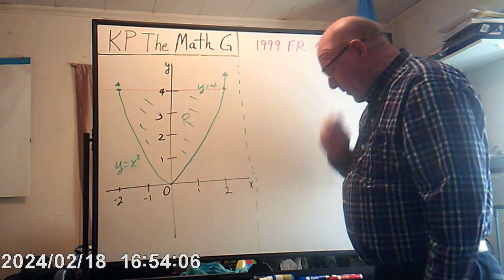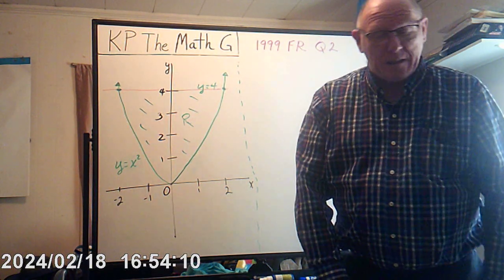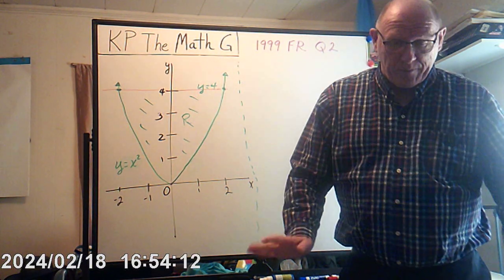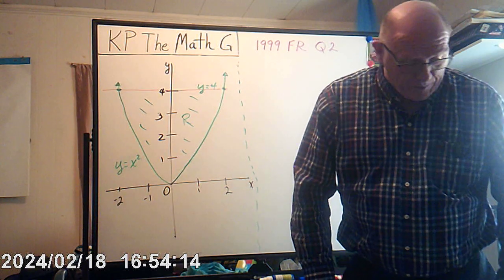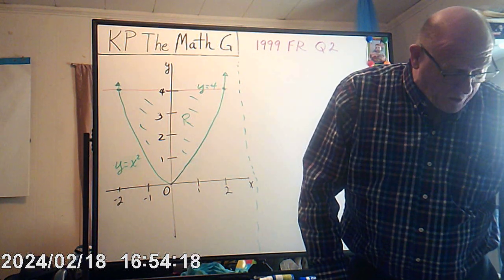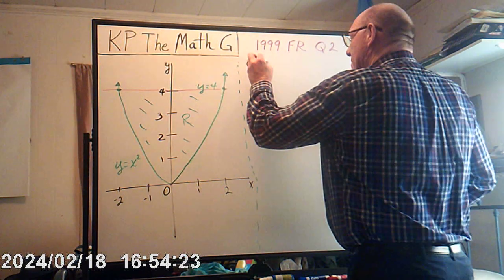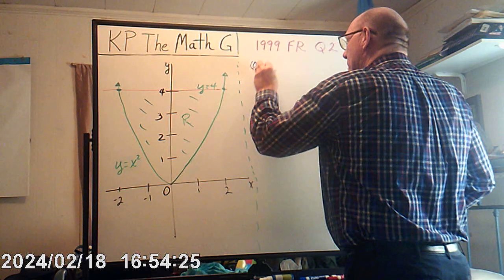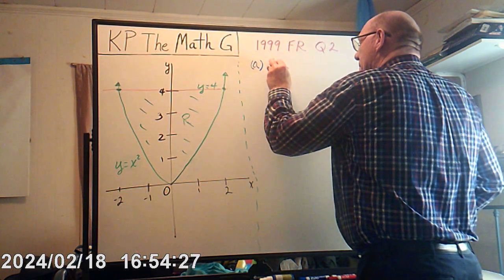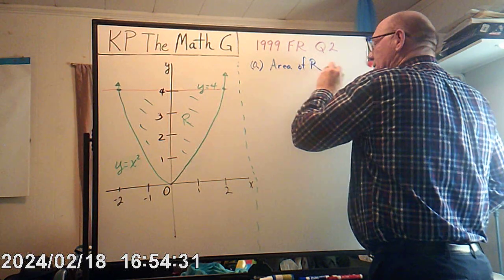For the first question, part A, we're just going to set up the first two parts, because the last one has a little bit more to it, and I'll provide the answers for you on that one. The first one should be fairly simple: find the area of region R, which is here.